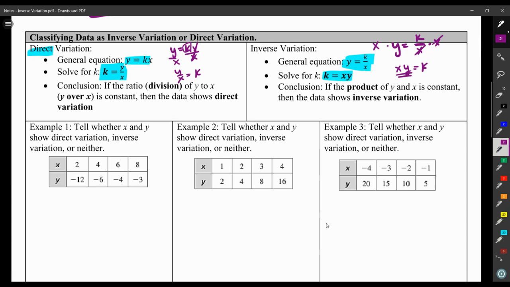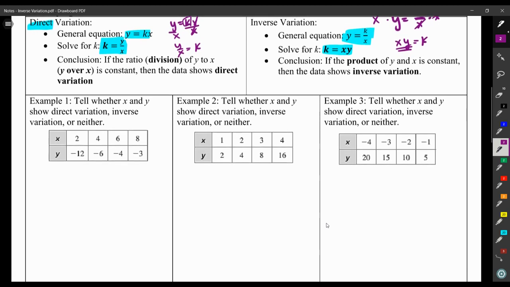So we're going to take each table and decide if either of these give us a constant number. Multiplying is easier than dividing, so what I usually like to check first is inverse. For inverse variation, we know that x times y is constant. Every time you multiply x and y, you get the same number. So let's just start with the first two. 2 times negative 12 is negative 24.